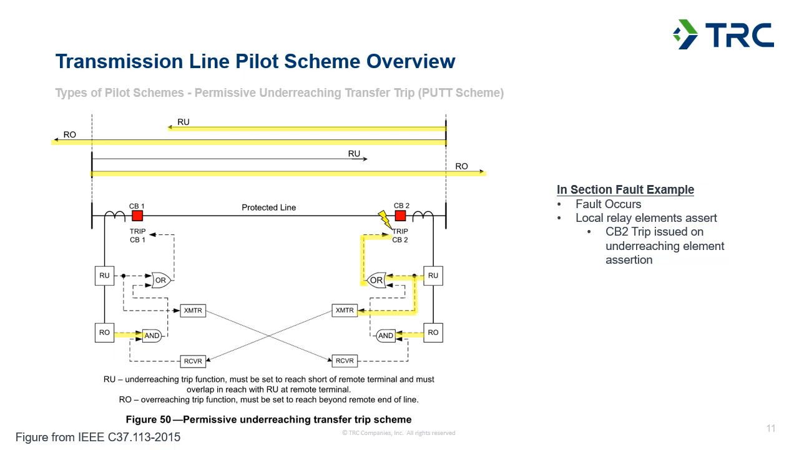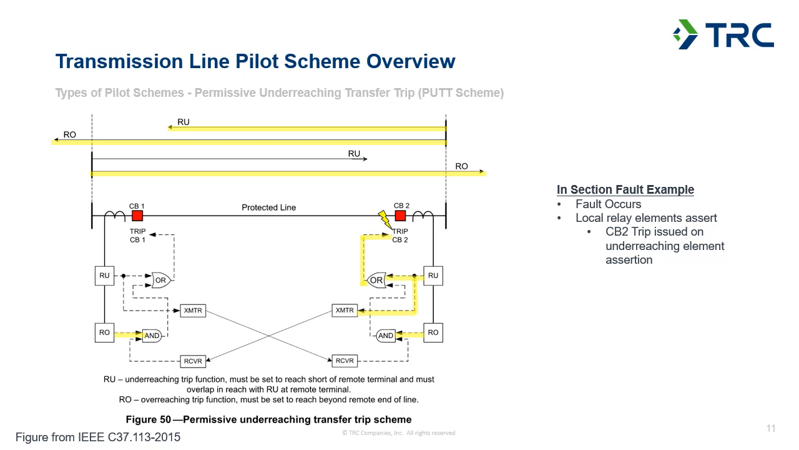operated. And if we highlight the logical path there, you can see that the RU element is going to this OR gate. Because it's an OR gate, it passes right through that and goes up and operates the contact to trip circuit breaker 2. The underreaching element is also used as part of the permissive signal, so you can see that's going over to the transmitter. The overreaching element's going down here to the AND gate, and that's what's going to operate if the permissive is received.